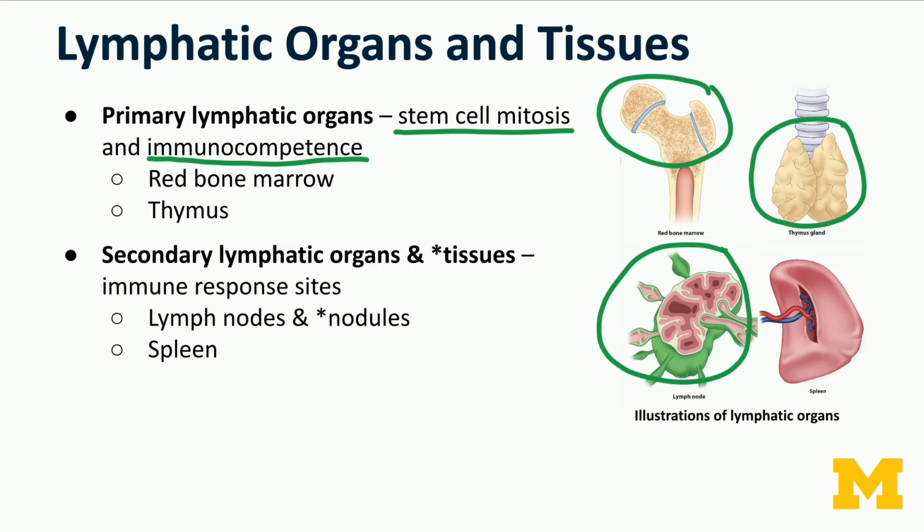The other secondary lymphatic organ is the spleen. The spleen is the largest mass of lymphatic tissue organized into an organ, and it's found in the left upper quadrant of the abdominal cavity.